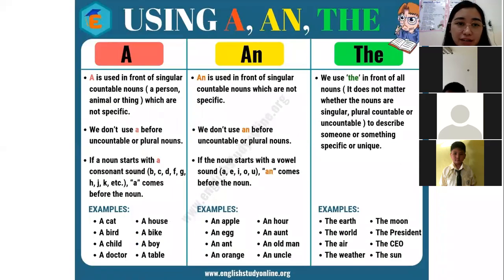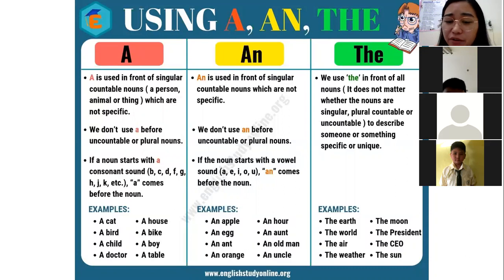This is just a summary of our discussion on definite and indefinite articles. Okay, so again, it's the same thing. We use "a" when the noun next to it starts with a consonant sound and "an" with a vowel sound, and then "the" is for something specific or unique. Please take a look at the examples under "the."